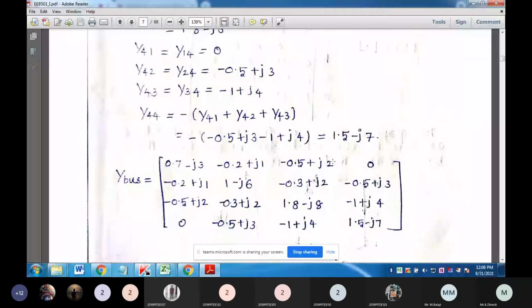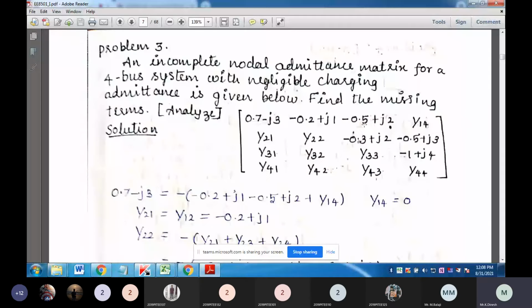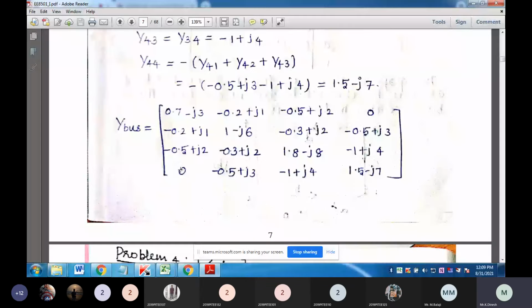அவ்வளவுதான். Clear? Just to find out the missing terms using some matrix techniques. Matrix தான் நான் போட்டுருக்கேன்.